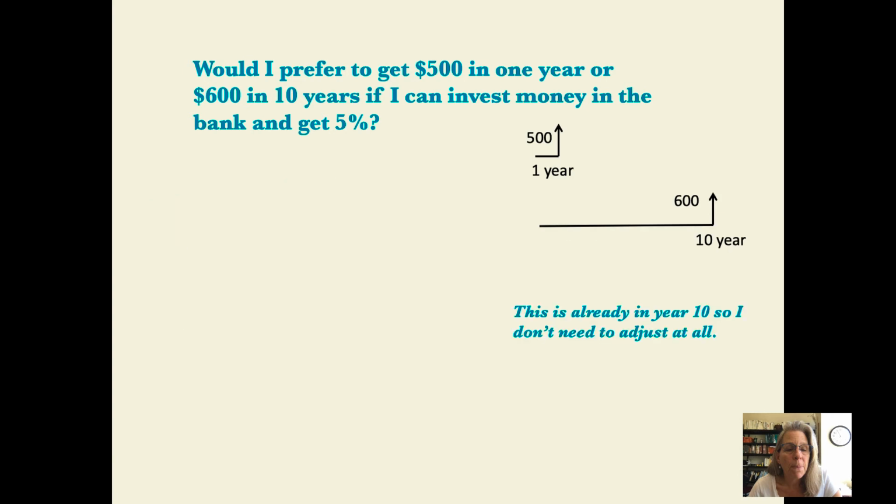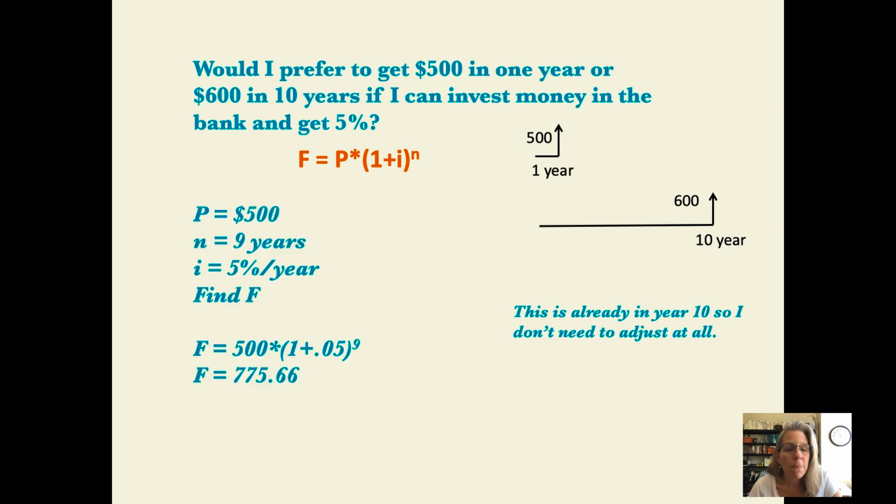So since I'm going to convert to the 10-year time period, the second alternative, which is $600 in year 10, is already in year 10, so I don't need to adjust that at all. But the other one, I do need to adjust, so the $500, and I'm going to use this equation. I'm going to make it into a cash flow that occurs in year 10. So I'm going to find my P value is 500. The number of years is 9. So I'm going to year 10, but this is already occurring in year 1. So the number of years I need to move it is 9. And I'm going to have 5% a year because that's defined in the problem, and I'm finding F.